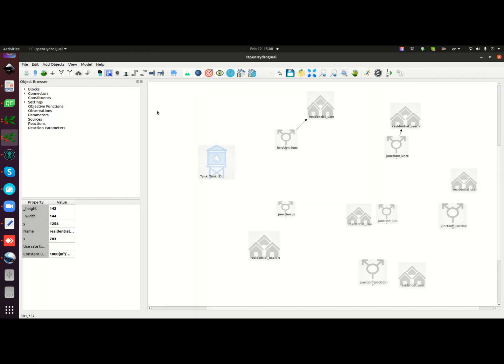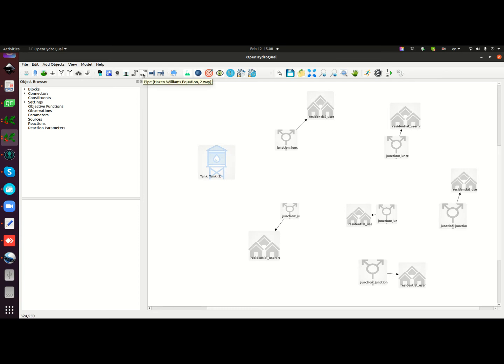Oops, sorry, I did it the other way around. It has to go from the junction to the user, the node to the user. So basically, let me select that one again. Okay, so that's one, and then one more for this one, and another one for this one, and the last one is going to be from junction number 6 to residential user number 6. So now we have all the nodes connected to the users. Now we want to do the piping.